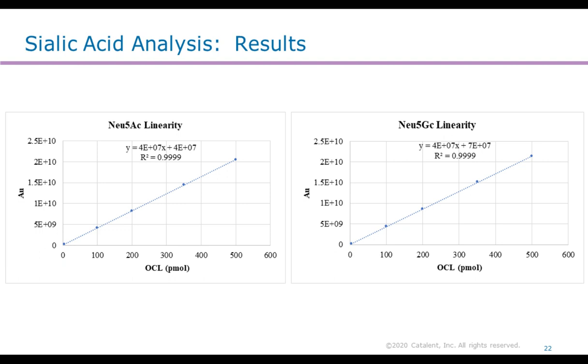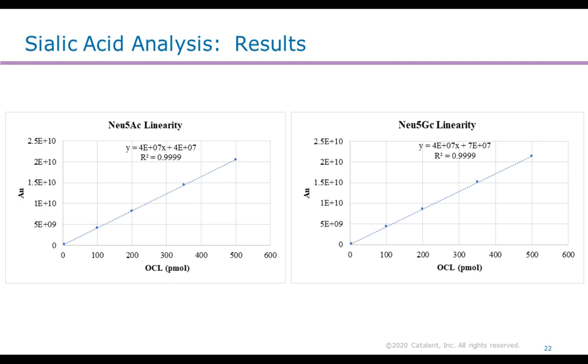If you do this with standards, you can actually create a nice standard curve. So we take the same process I described in the previous slide. We'll take some sialic acid standards. In this case, I'm only showing results from N-glycolylneuraminic acid, and we can create these nice standard curves where you're measuring the amount of fluorescence you obtain per picomole amount of neuraminic acid injected onto the HPLC column.